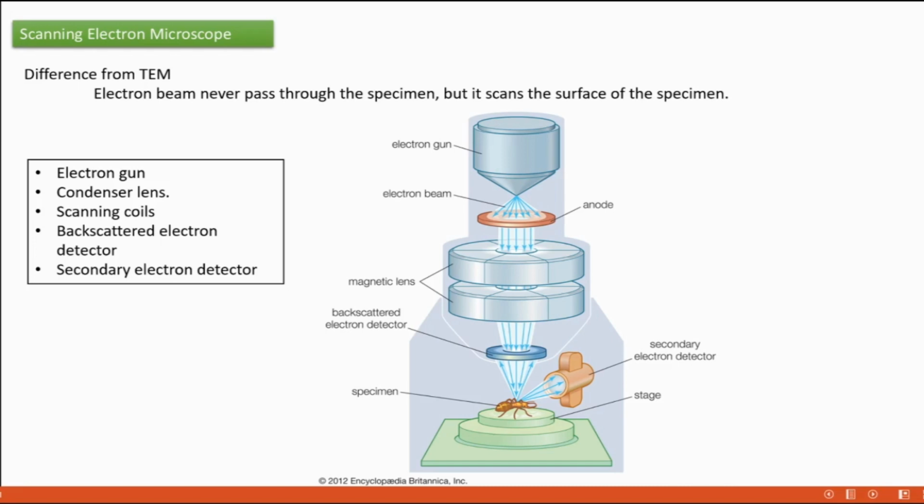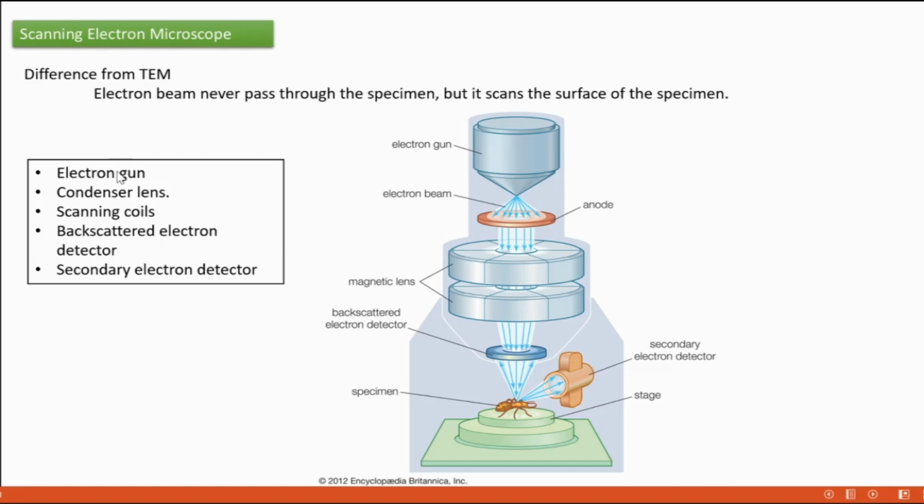The scanning electron microscope. Till now we have been talking about the transmission electron microscope. Next is scanning. When comparing with the transmission electron microscope, there exists only one difference. In the scanning electron microscope, the electron beam never passes through the specimen. It only scans the surface of the specimen. And the arrangement and parts are almost similar to the transmission electron microscope. Anyway, we can go and see which are the parts and how it works.